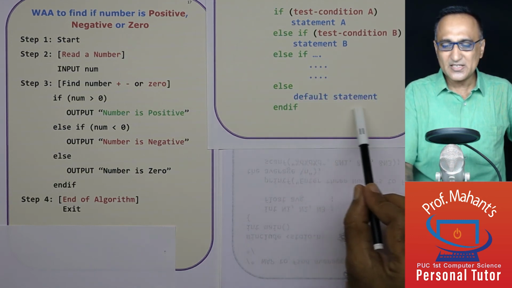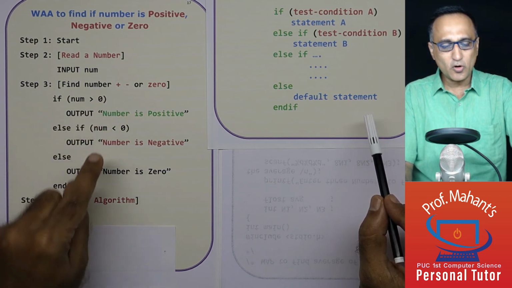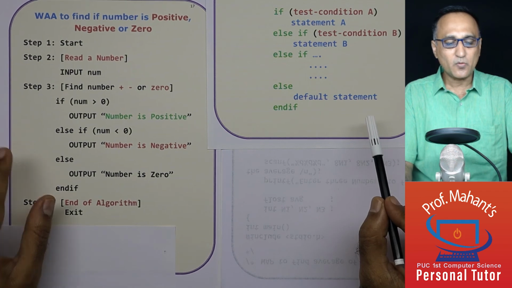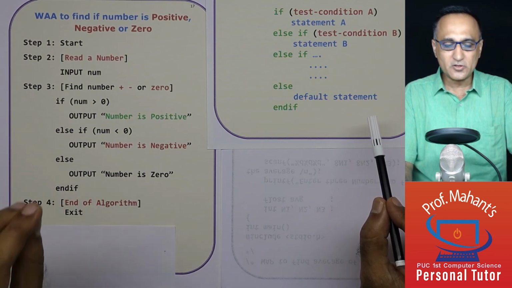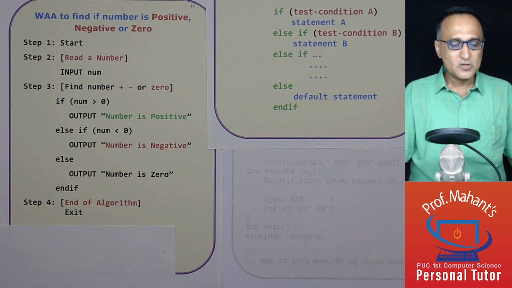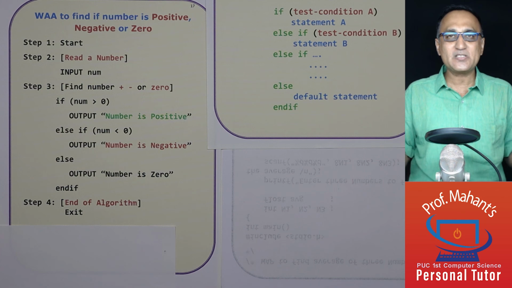So this is known as the default statement because if this is not true, this is not true, automatically this is going to be printed. If the number is not positive, number is not negative, it is automatically going to print number is 0. So I hope this clarifies your understanding of how to use an if else statement to find out if a number is positive, negative or 0.